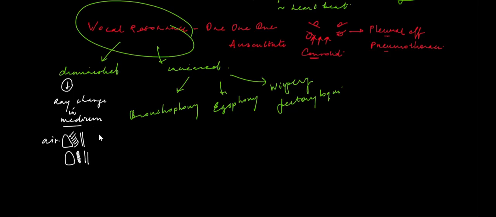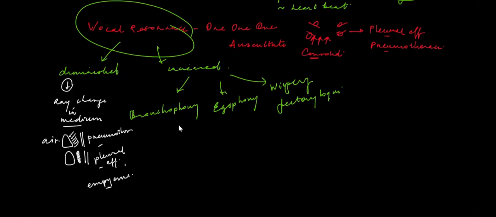So when does a barrier of air come? It comes whenever there is pneumothorax. And when does the barrier of fluid come? Whenever there is pleural effusion, or if there is an empyema, an infection filled space. So all of these are the cases where your vocal resonance will diminish whenever there is a barrier between the two. But when does it increase?